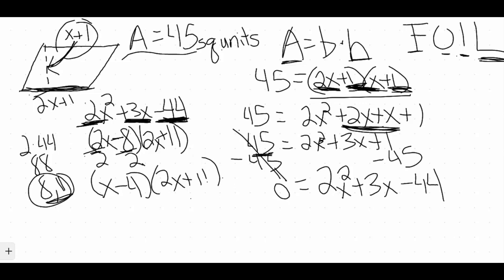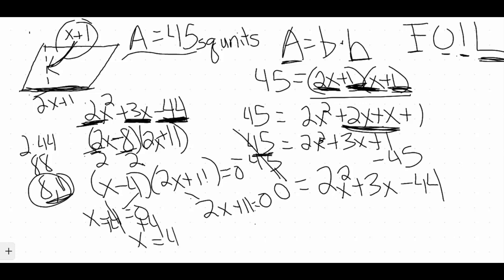Now, after we get to this point here, we need to remember that this was all set equal to 0. So all we have to do now is use the zero factor property, which tells us that we can split each one of these factors up and set them each equal to 0. And we can solve these equations. If we solve the equation on the left, all I have to do is add 4 to both sides. So we get that x is equal to 4.